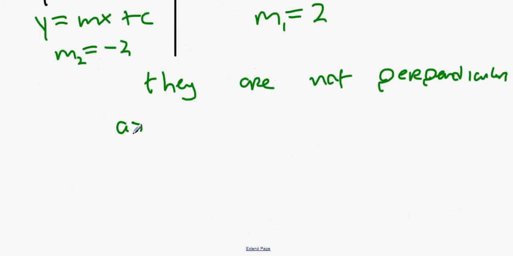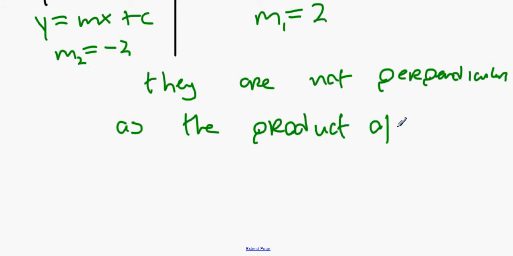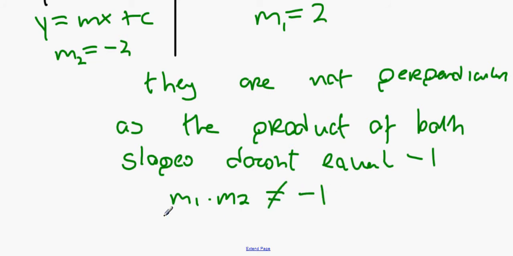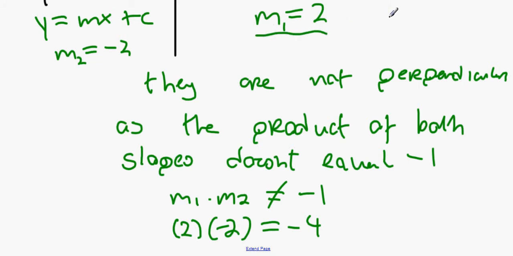As the product of both slopes. Now what I mean by the product of both slopes is when you multiply them together. As the product of both slopes doesn't equal minus 1. So m1 multiplied by m2 does not equal minus 1. So 2 times minus 2 actually equals minus 4. So that's how we know they are not perpendicular. If they are perpendicular, they'd multiply to give you minus 1. So the perpendicular slope of 2 is minus a half. You turn it upside down, change the sign, and when you multiply them by each other, you should get minus 1.